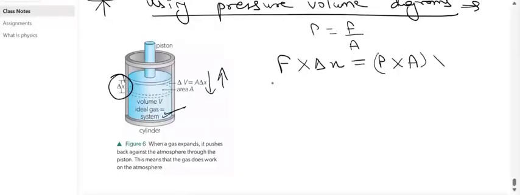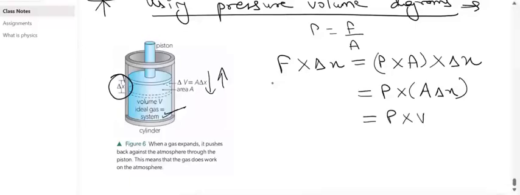So the pressure into area, multiplied over the distance delta x, I can rewrite as P into A into delta x. Now area into length is nothing but volume, isn't it? Area into delta x, the length, so it will become volume.